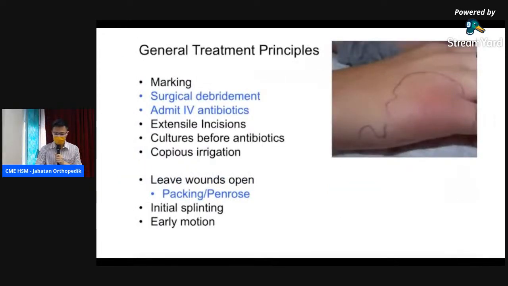General treatment principles as such. First of all, because the hand is very delicate and infection spreads very fast, we often need to do some markings on the skin to look for any progression of the erythema or swelling. Most hand infections will need surgical debridement, because it has held true for thousands of years already. Infective material needs to be exposed and drained until it is healed.